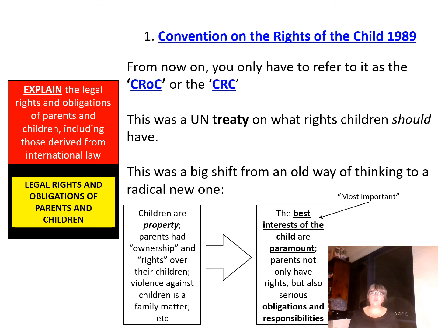This has shifted to, and the most important part, the best interests of the child are paramount. Parents not only have rights, but they also have serious obligations and responsibilities. Children are not property. Children are autonomous human beings with thoughts and feelings, and parents have to act in a way that is in the best interest of those kids.